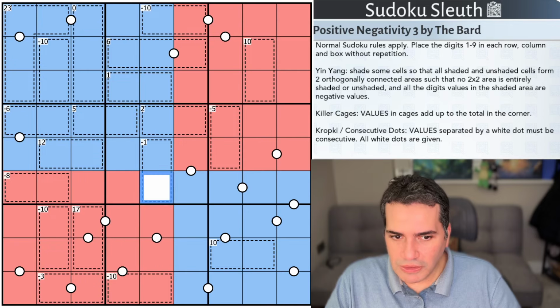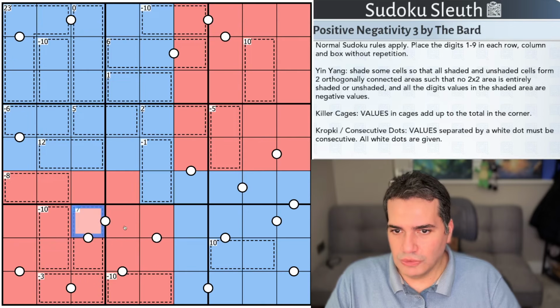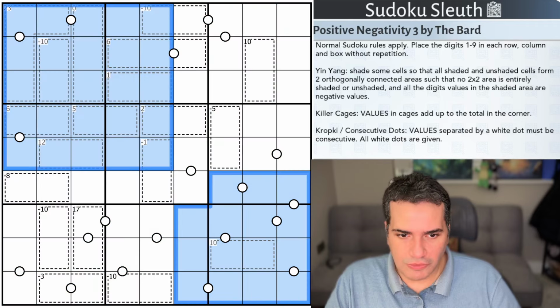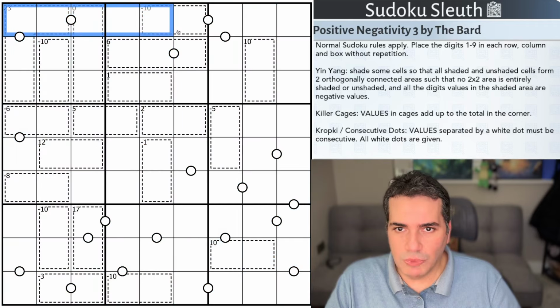The second I make this blue, red is no longer connected. The second I make these red, the blue is no longer connected. There is no way for you to connect the two if there is a checkerboard pattern anywhere in the grid. Second kind of tip is around the borders.